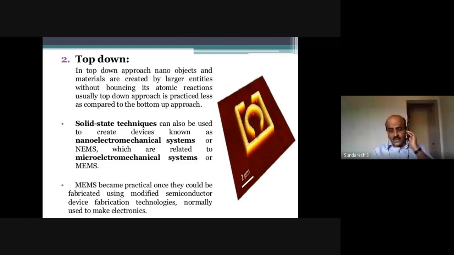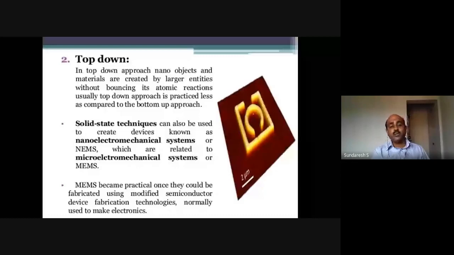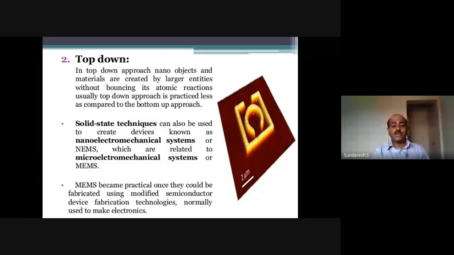So this is the one technique. Solid state technique is a basic technique for creating devices known as NEMS and MEMS, nano electromechanical systems and micro electromechanical systems. So solid state technique is a top-down approach. MEMS became practical once they could be fabricated using modified semiconductor device fabrication technology, now used to make electronics.